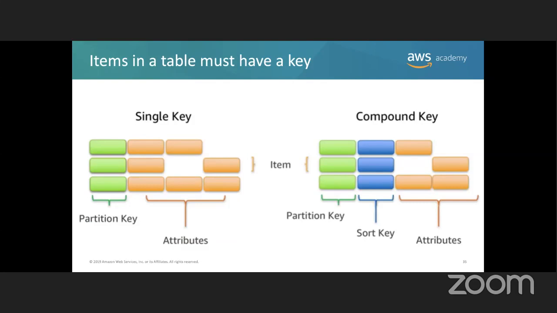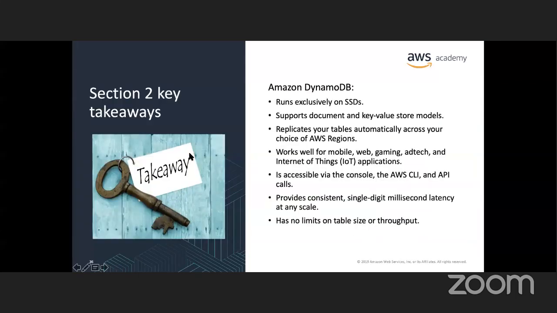Okay? So you have a partition key, that's a single key, and then you have the attributes. Or you can have the partition key and the sort key, which is a compound key, right? And then you have the attributes, right? Similar to a table in a relational database, you can have a compound key. You have two primary keys, right? And then you can find items easily that way. Or you can have a single primary key in a relational database. So that was fast, right?